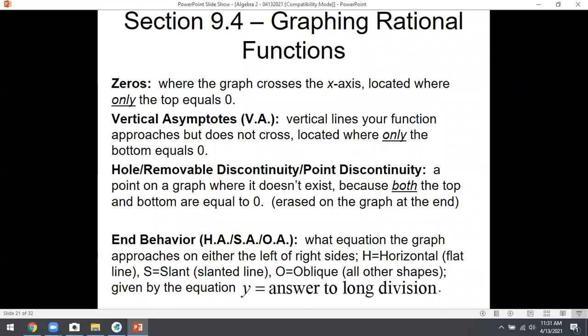Since a fraction can only equal 0 if the top is 0, the first thing you do is you look for when the top of your fraction is equal to 0. And this occurs when only the top of your fraction is 0.